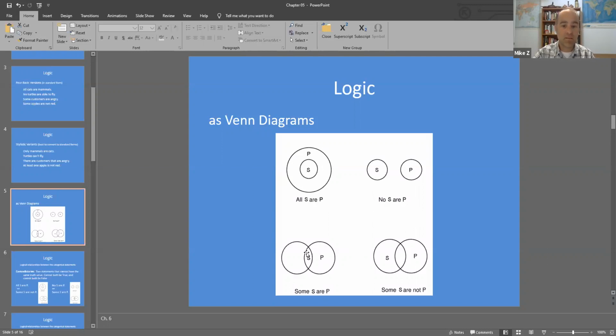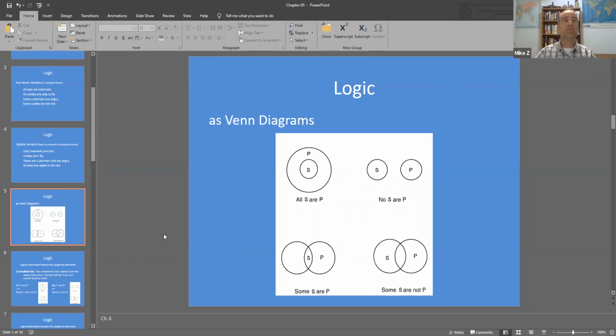"Some S's are P" means that there's some overlap between the S circle and the P circle. And "some S's are not P" means that some of the S's are outside the P circle. Also notice, this is going to become relevant later too, that "some S's are P" and "some S's are not P" are basically the same Venn diagram. We're just drawing attention to different parts of the diagram. In "some S's are P," we're drawing attention to the place of overlap. In "some S's are not P," we're drawing attention to the place where they don't overlap.